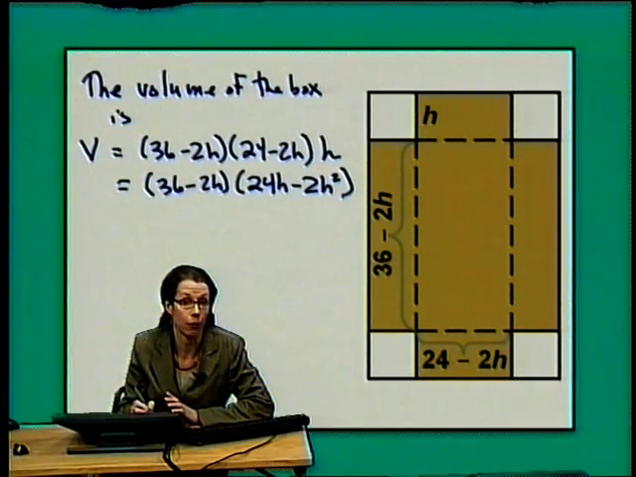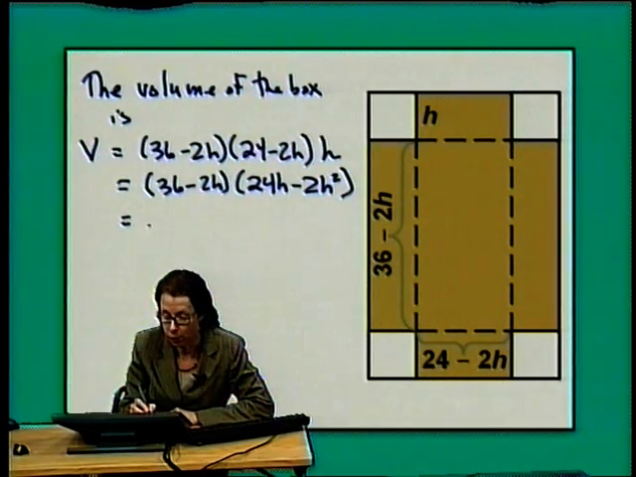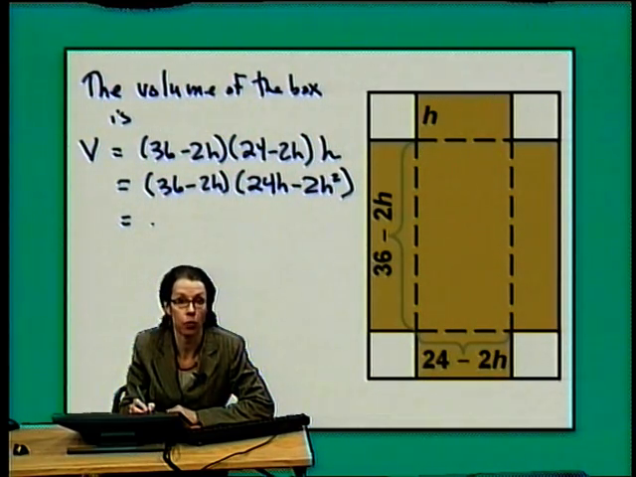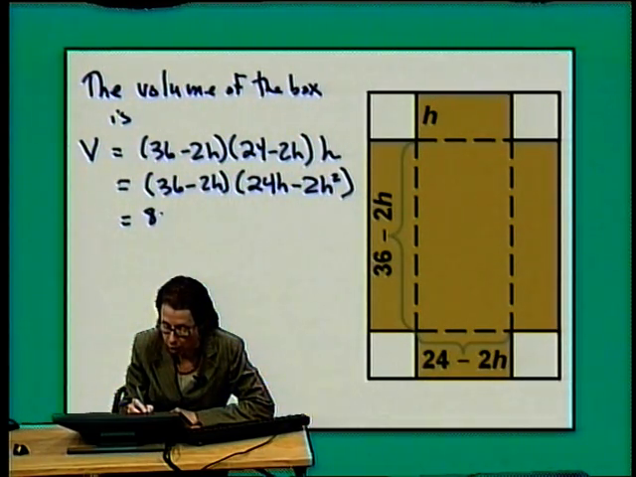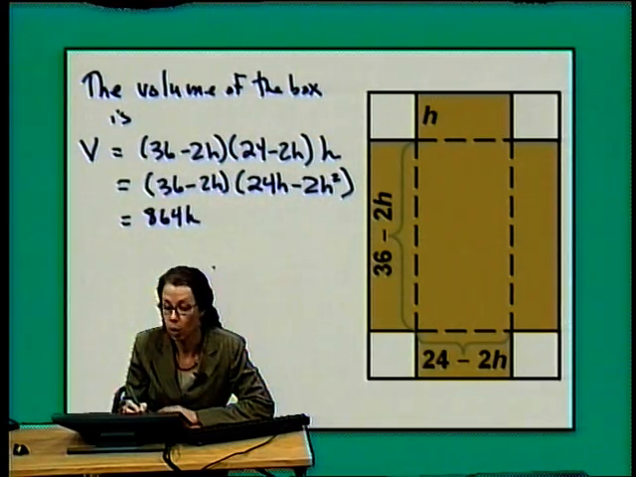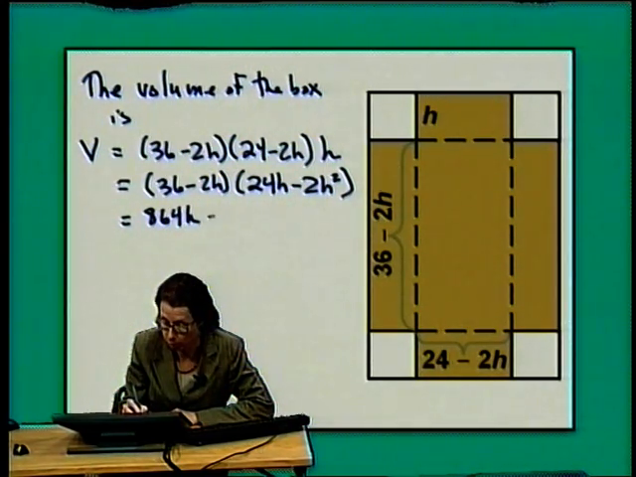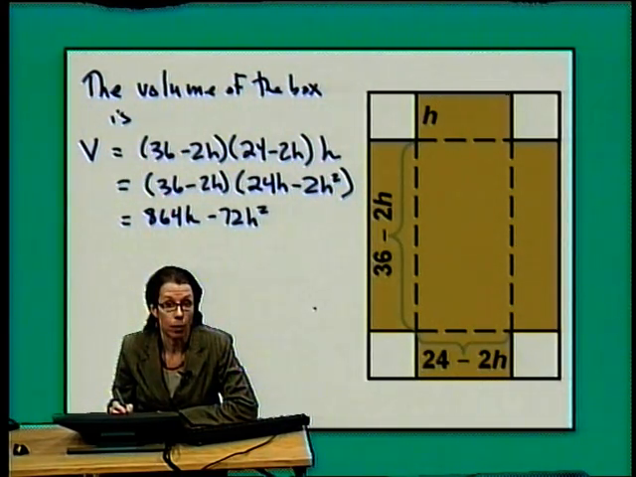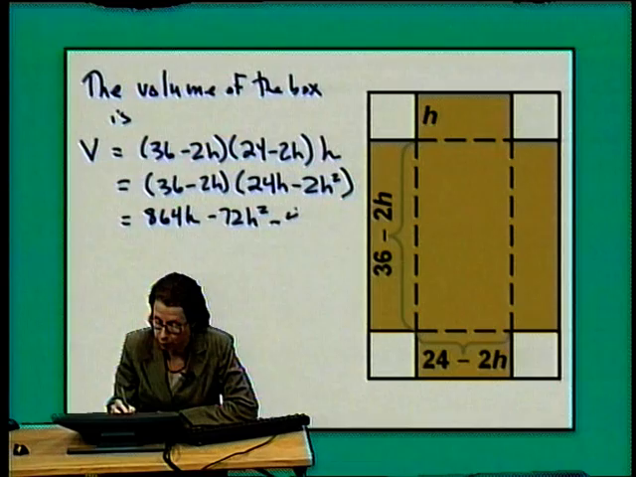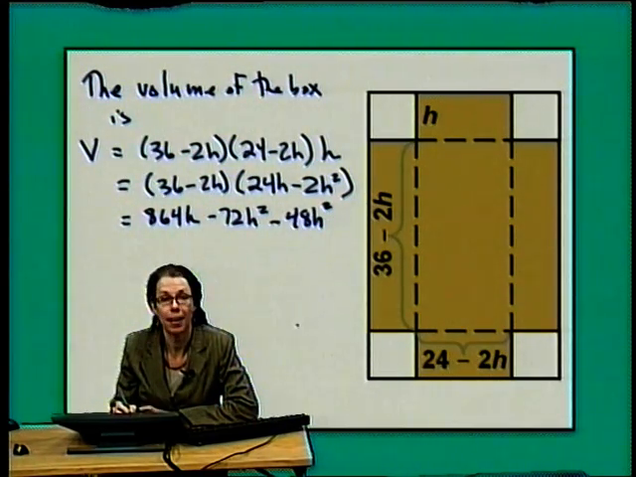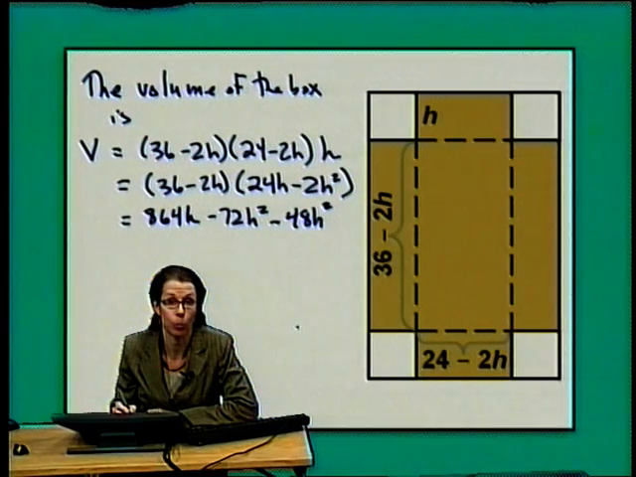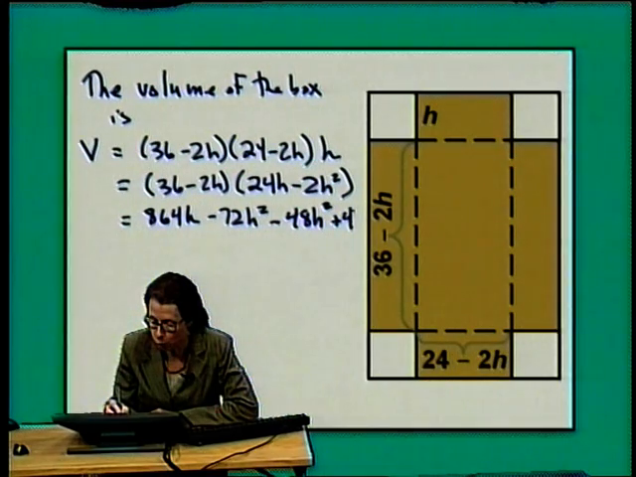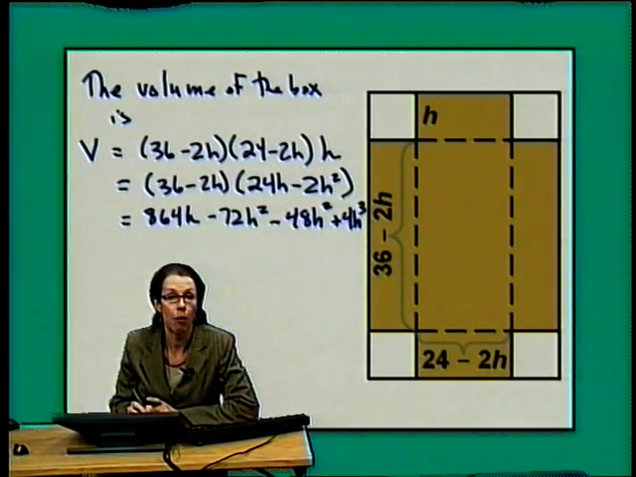Now I'll use FOIL. I have 2 binomials. So I have the product of the first terms, 36 times 24h, that's 864h. The product of the outside terms, that's minus 72h squared. The product of the inside terms, negative 2h times 24h, is negative 48h squared. And finally, the product of the last 2 terms, negative 2h times negative 2h squared, is plus 4h cubed. Now I want to simplify this.